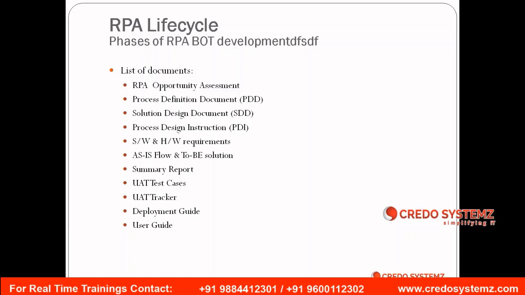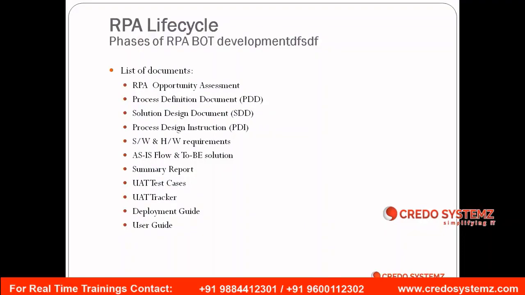So you're going to maintain these documents as a part of your RPA implementation. So what is the list of documents you will have? One important document is your RPA opportunity assessment. The RPA opportunity assessment is going to say whether we have the opportunity to build this project, this process, as an RPA process. Can this process be converted into an RPA process?